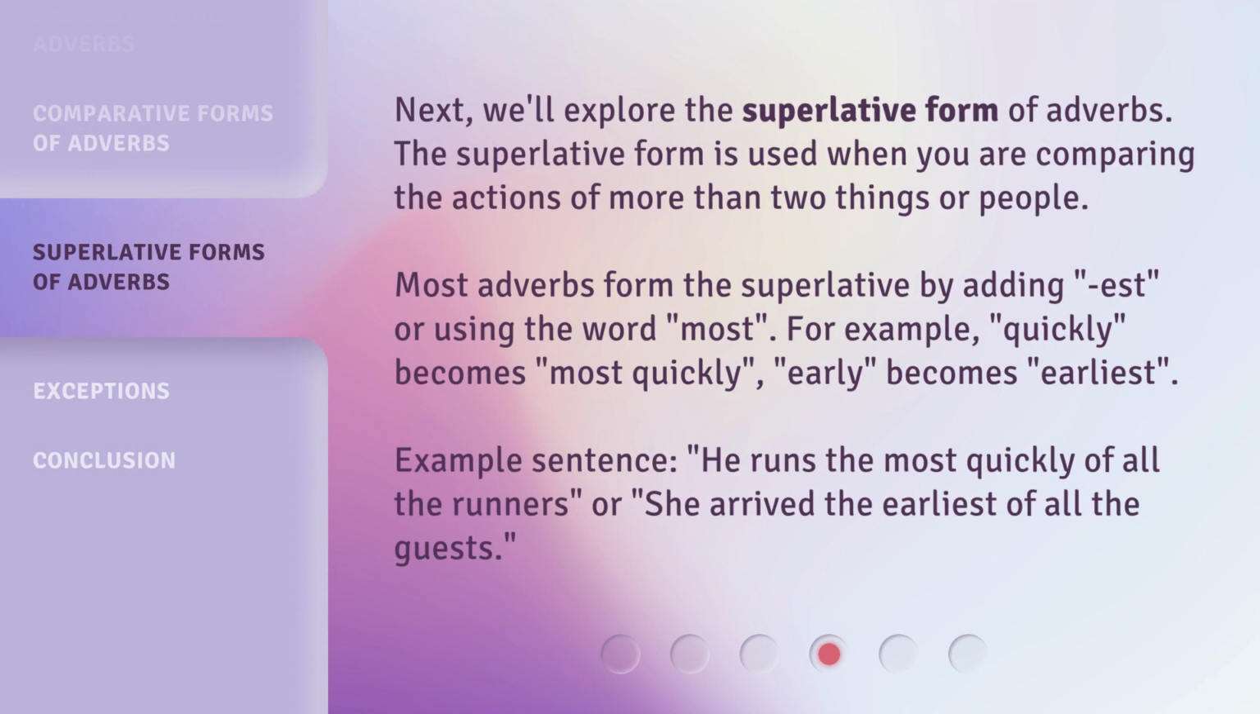Next, we'll explore the superlative form of adverbs. The superlative form is used when you are comparing the actions of more than two things or people. Most adverbs form the superlative by adding "est" or using the word most. For example, quickly becomes most quickly, early becomes earliest. Example sentence: "He runs the most quickly of all the runners," or "She arrived the earliest of all the guests."